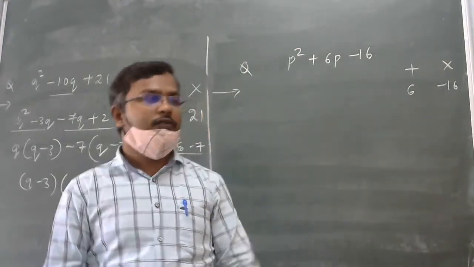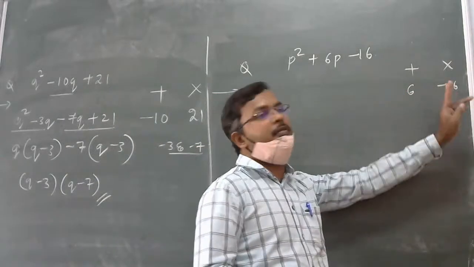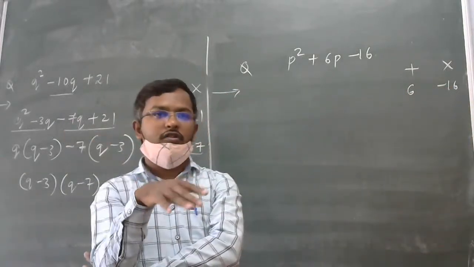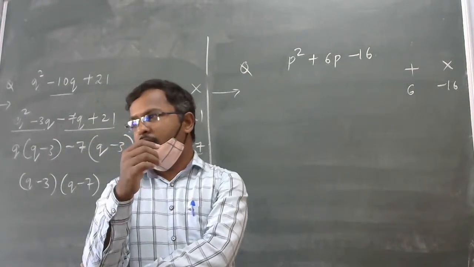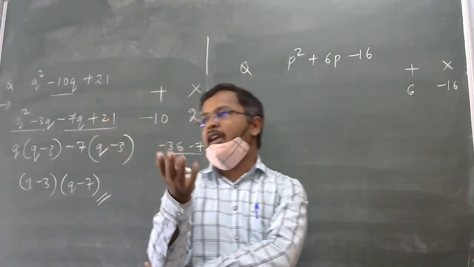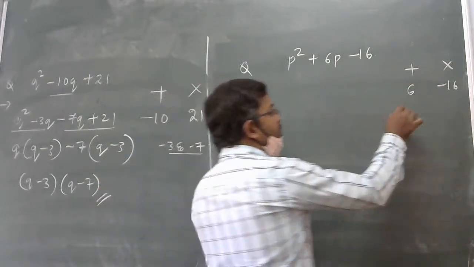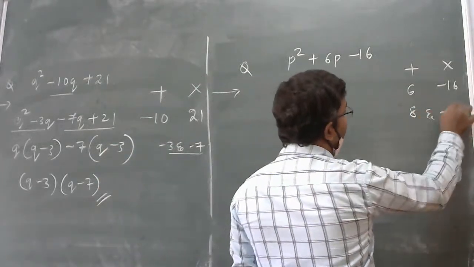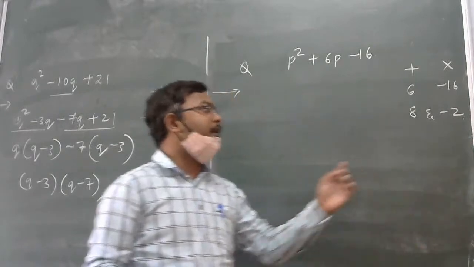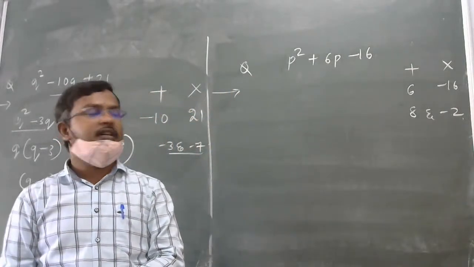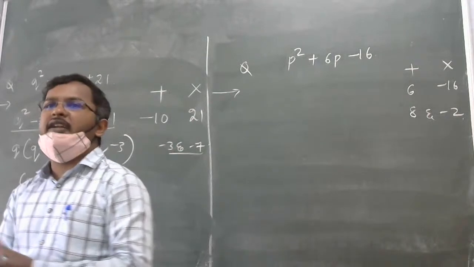6. So find the combinations of 16: either 4 into 4 or 2 into 8. So 2 into 8 means you take 8 as the positive number and 2 as the negative number. So it will be 8 and minus 2. 8 plus minus 2 gives 6 as the sum, and the product 8 into minus 2 gives minus 16.